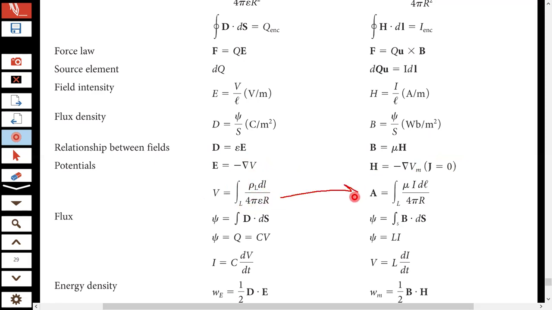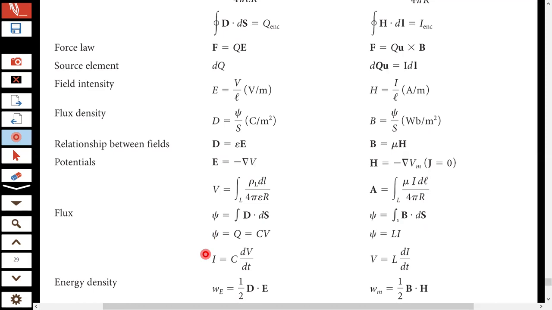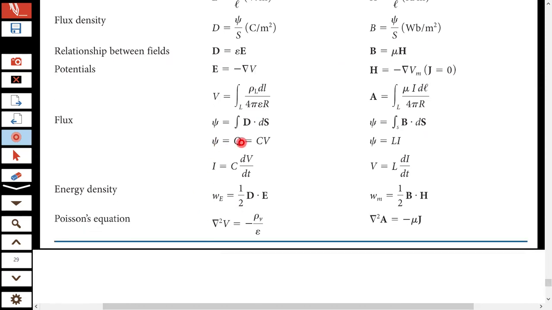An analogous relation to magnetic potential, the vector magnetic potential, we have discussed. It is mu by 4 pi r, I dl integrated over the closed loop. And similar to the flux and flux density relation for electric field, here we have magnetic flux and flux density relation, and we have capacitance in electric field and inductance in magnetic field.